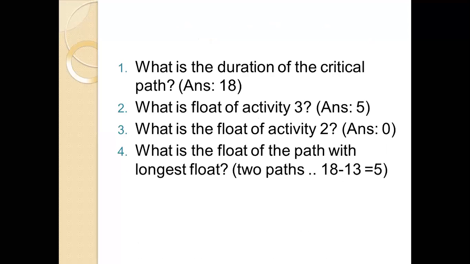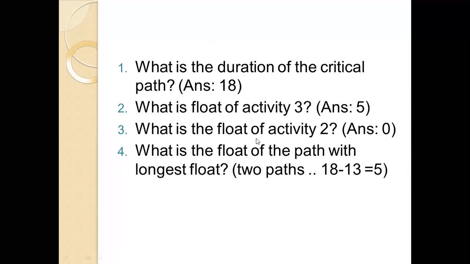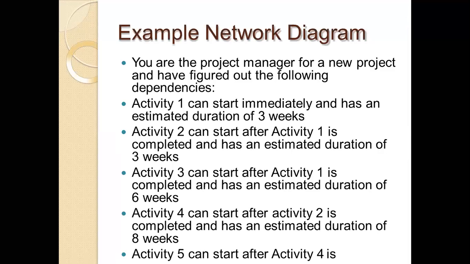What is the float of activity 3? You can see here that the total float of that activity is shown as 5. What is the total float of activity 2? That is given as 0. Why is it given as 2? Because total float is 2 just because it can start only after activity 1 is completed. The float is 2 here.